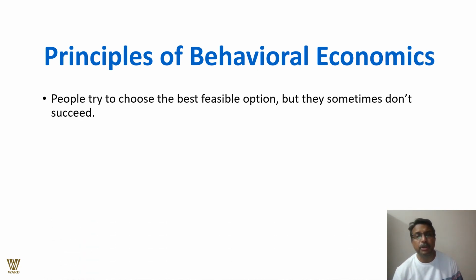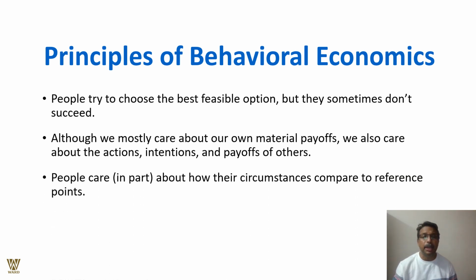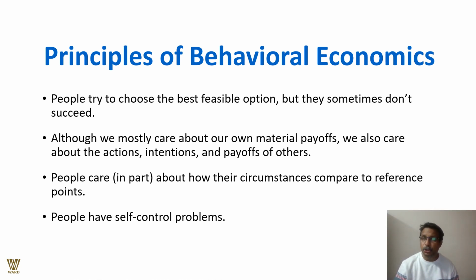The principles of behavioral economics: people try to choose the best feasible option, but they sometimes don't succeed perhaps. Although we mostly care about our own material payoff, we also care about reactions. We also care about what other people will be thinking. We also need to know the intentions and the payoffs of others thereby. And that is what the principles of behavioral economics would let me know. Remember, people care in part about how their circumstances compare to a reference point. People have self-control problems. They might be instinctive. They might have habits towards it. They might have some form of fear or greed in them, as the case might be.